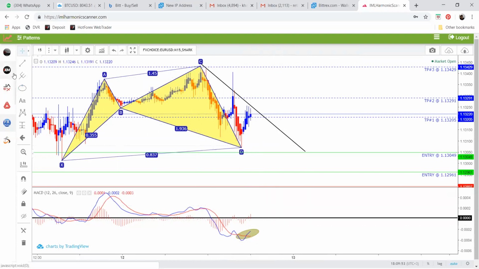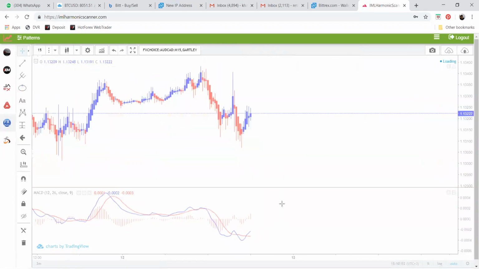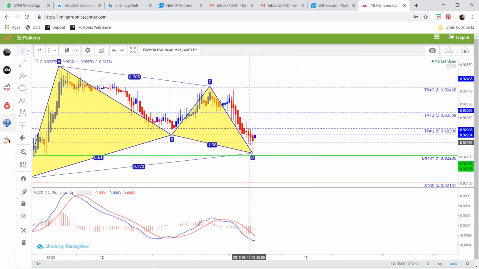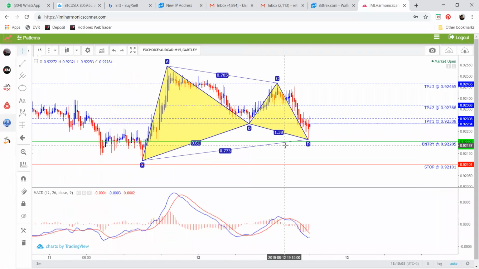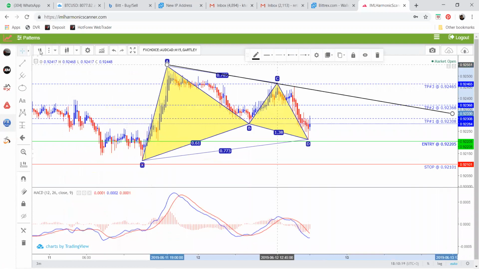Next thing, let's do another one. The CAD. All right, so all these are trades that are basically like setting up. So draw your trend. We said you can have multiple trends.